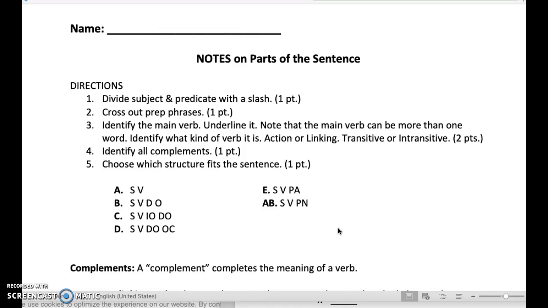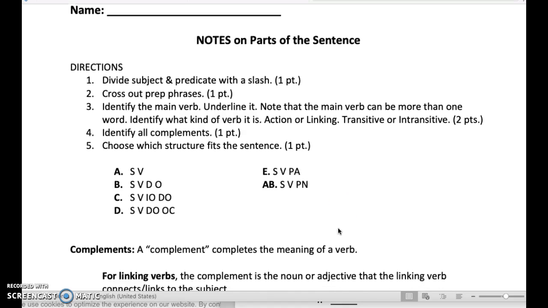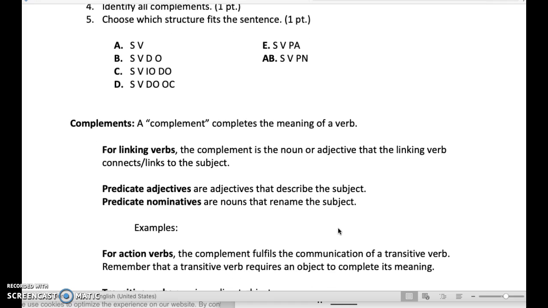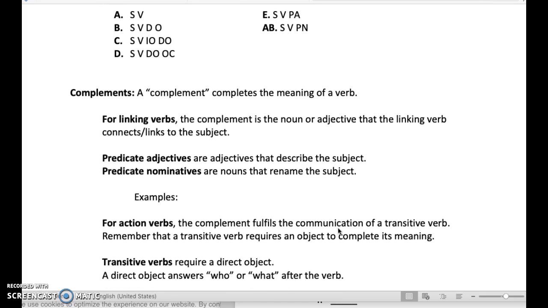This video is notes on parts of the sentence. Complement completes the meaning of the verb. For linking verbs, the verb connects the complement to the subject. So linking verbs are subject complements.